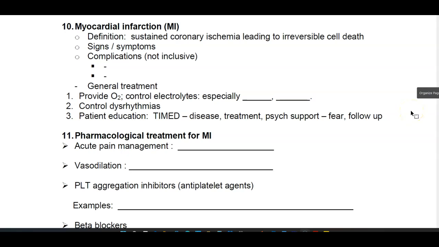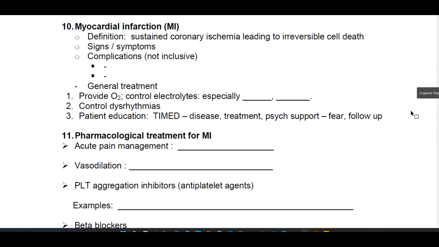So next is complications. So complications from an MI. So this list is not inclusive, so it doesn't include everything that can happen, right? But these are the things that you need to know for your course and maybe to practice in general. So these are the common things that you may actually see when a patient develops myocardial infarction. They can also develop these complications.